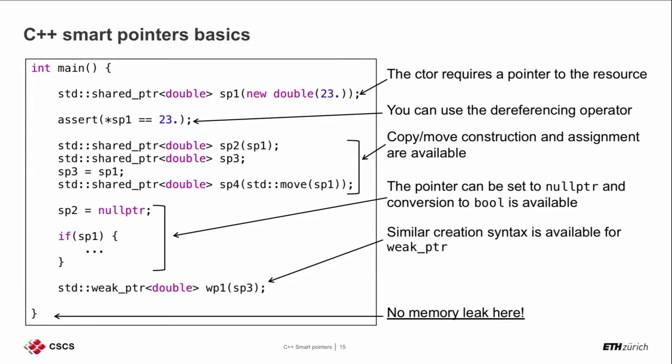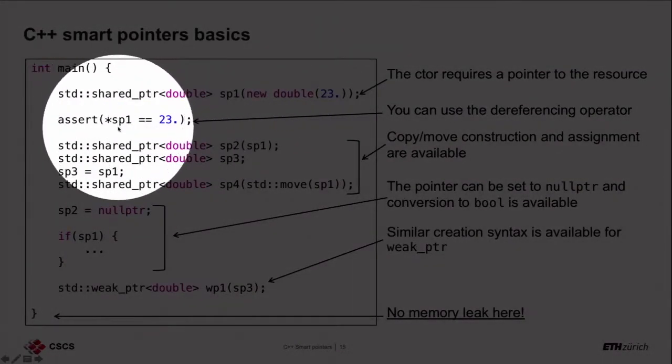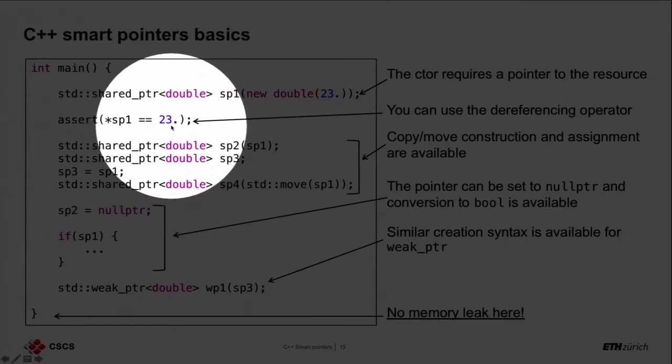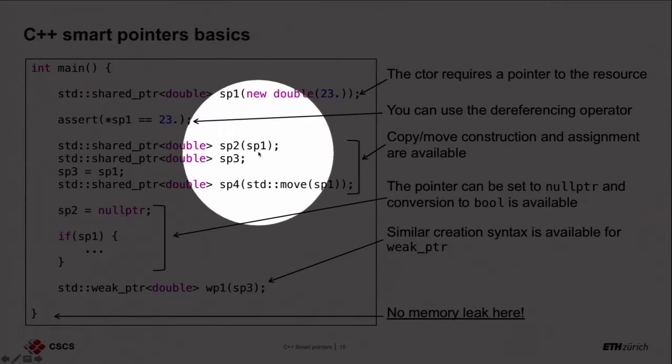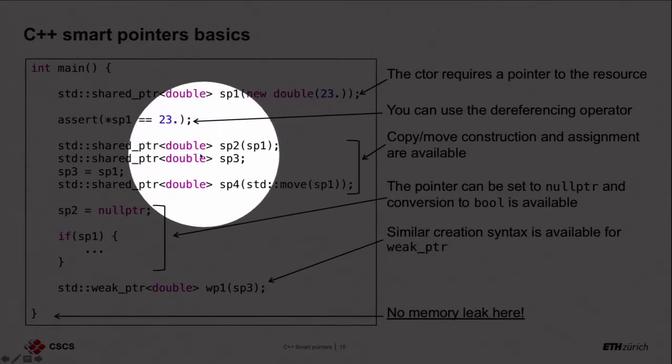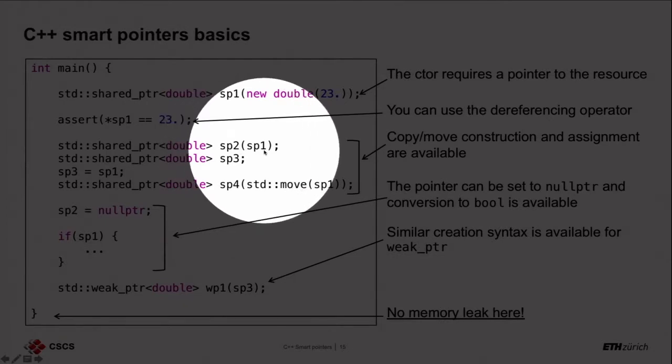As I said, these new pointers have the same interface as the old raw pointer, so you can do exactly the same operations that you can do with a raw pointer, like accessing the value and checking what the value is, which is what I'm doing right here. Then you can make a call to the copy constructor, so in this case you will have a new shared pointer sp2 that is pointing to the same memory location as sp1.